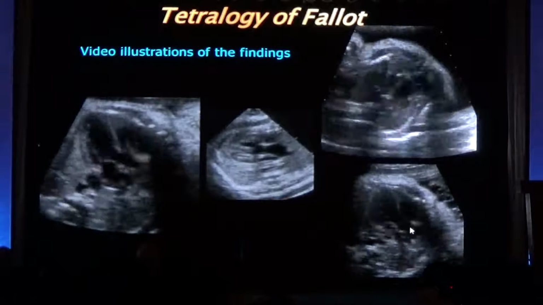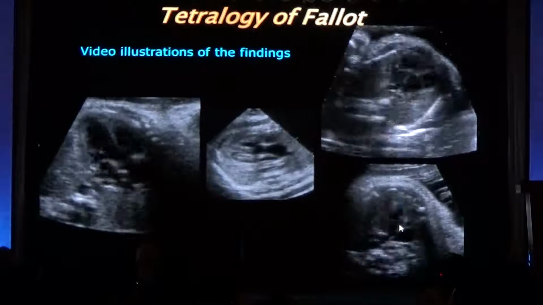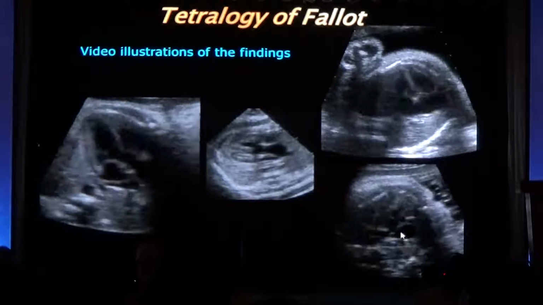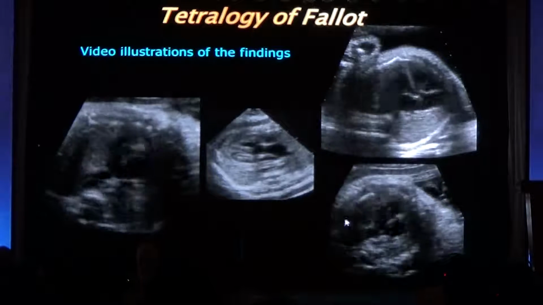Here's another example where you can see the overriding and the aortic valve. And when you go to the three-vessel view, same thing again, you have a large aorta and a thin pulmonary next to it.